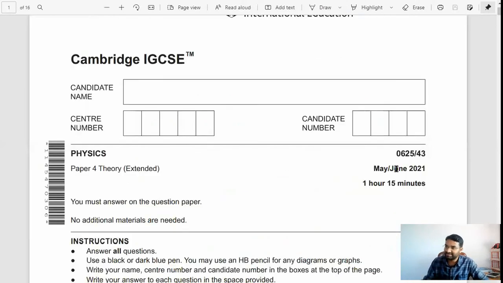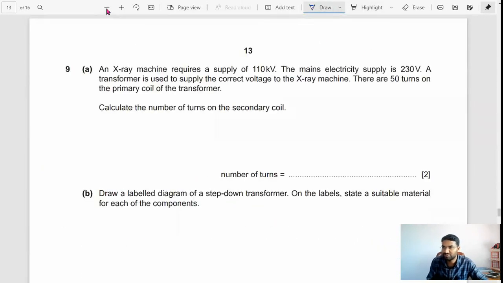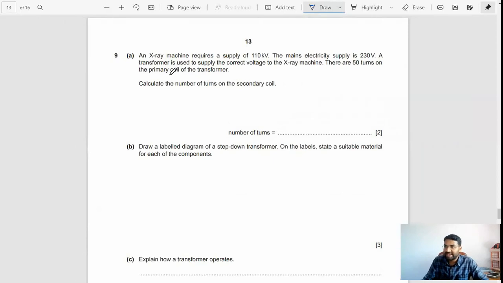This is again a question from May-June 2021. Question number 9 says that an X-ray machine requires a supply of 110 kilovolt. The main electricity supply is 230 volt. A transformer is used to supply the correct voltage to the X-ray machine. There are 50 turns on the primary coil of the transformer. Calculate the number of turns of the secondary coil. Okay, so this is a straightforward question.